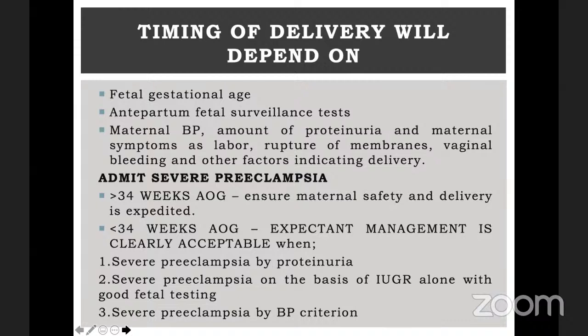Timing of delivery will depend on fetal gestational age, antepartum fetal surveillance tests, maternal BP, amount of proteinuria, and maternal symptoms such as labor, rupture of membranes, vaginal bleeding, and other factors indicating delivery. Admit severe preeclampsia greater than 34 weeks of gestation to ensure maternal safety and expedite delivery. Less than 34 weeks of gestation, expectant management is clearly acceptable in severe preeclampsia by proteinuria, in severe preeclampsia on the basis of IUGR alone with good fetal testing, and in severe preeclampsia by BP criterion.